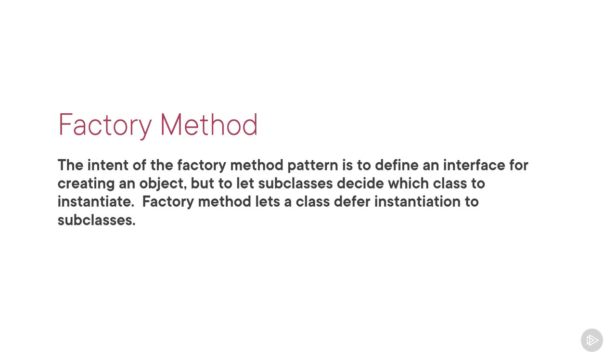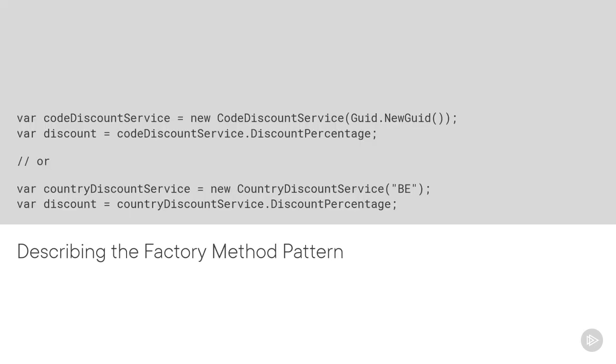Let's clarify this with an example. Imagine that you're creating part of a shopping cart system. At a certain moment, a discount can be applied. One of the services that can provide a discount is a service that provides a discount depending on the country the user is in. Another one provides a discount depending on a discount code. So, both services are not constructed in the same way, nor is the logic to calculate the actual discount the same. Yet they do have something in common, the discount percentage that needs to be exposed.